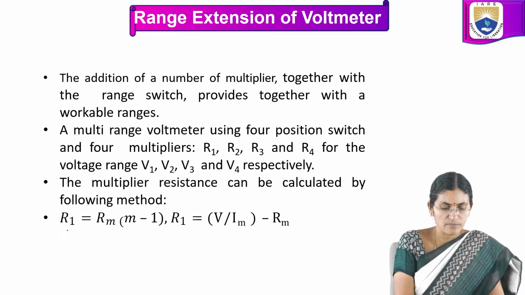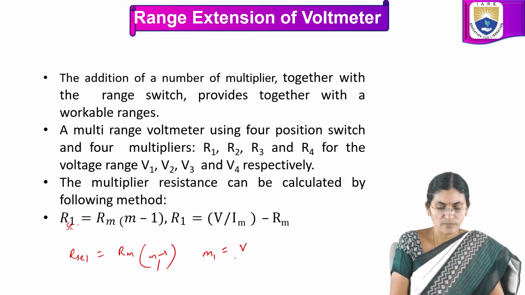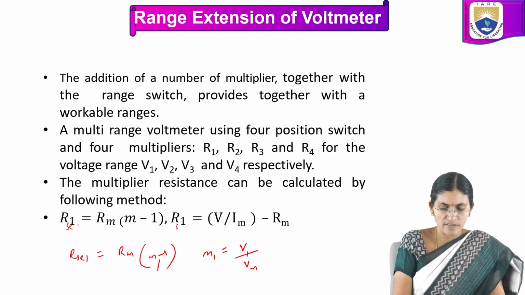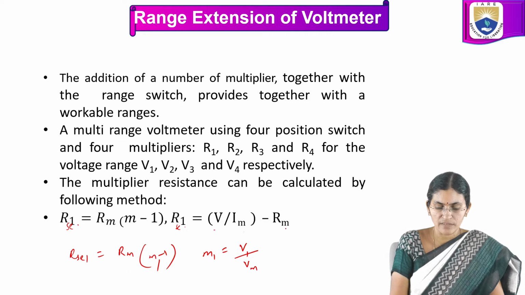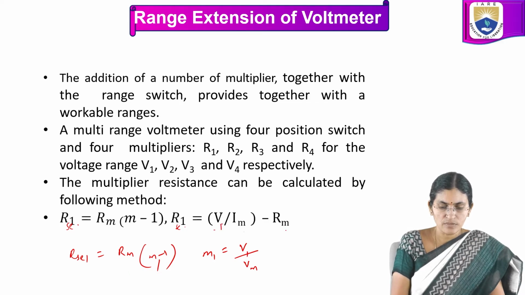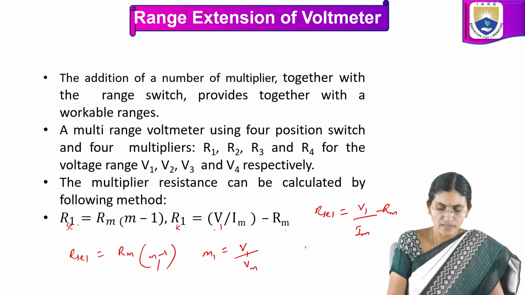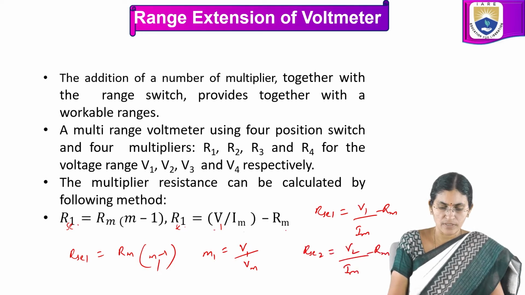The formula here is for Rsc. Rsc1 is equal to Rm into M minus 1, where M1 is V1 by Vm. We also have this formula: Rsc1 is equal to V by Im minus Rm, where V is the voltage to which the range needs to be extended. So Rsc1 is V1 by Im minus Rm, Rsc2 is equal to V2 by Im minus Rm, and so on.